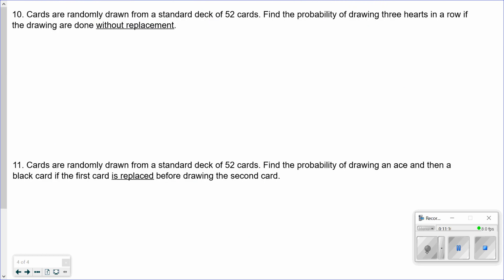Number 10, cards are randomly drawn from a standard deck of 52 cards. Find the probability of drawing 3 hearts in a row if the drawings are done without replacement. So without replacement, that's our hint that we have dependent events. Our next choice of a card depends on what we chose first, since we're not putting that card back into the deck.